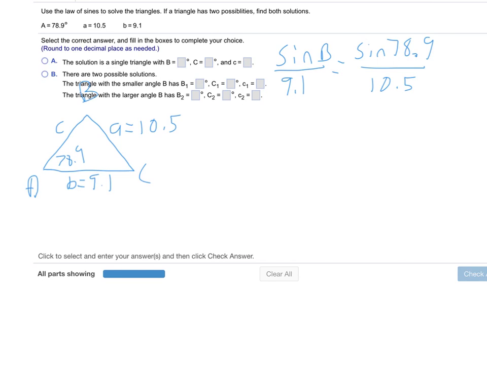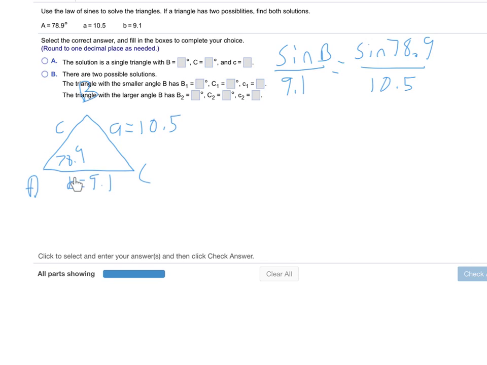So I received your question. It tells you to use the law of sines to solve the triangle. I don't think we have the case where we have two solutions, since A is bigger than B. So we're just going to have one solution here. We've got to find these values.